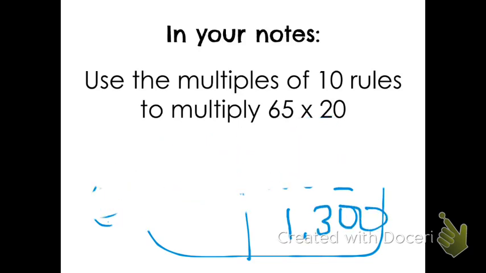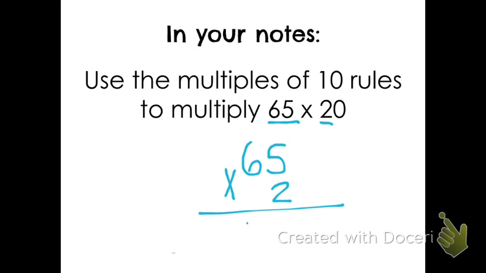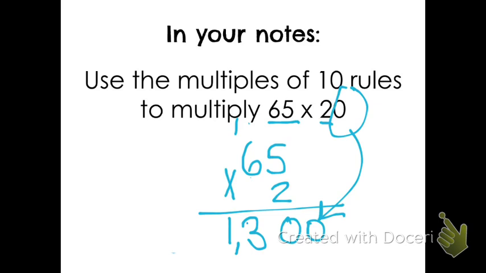But the other way I could solve this would be to take a look at what I have right here, and I'm going to go with my non-zero digits of 65 and 2. Well, I can do 65 times 2 like we've practiced before. 2 times 5 is 10, carry my 1. 2 times 6 is 12, plus 1 would be 13. But I've got to bring that 0 back onto the end. So my same answer of 1,300 would still be there.